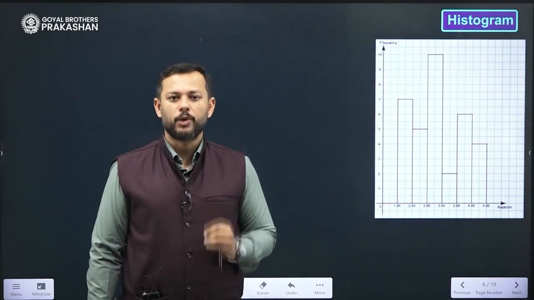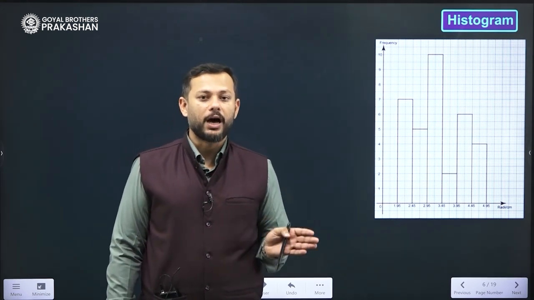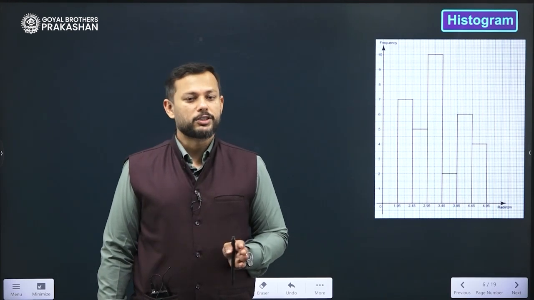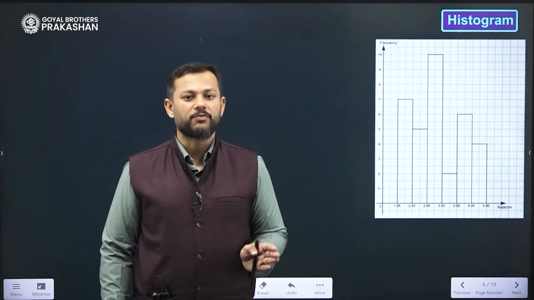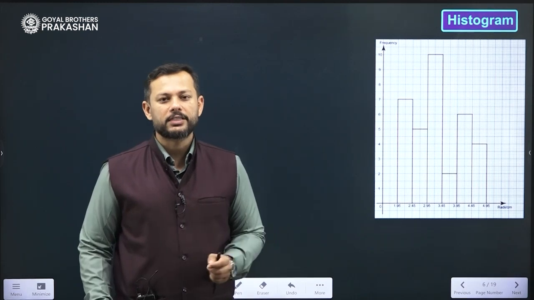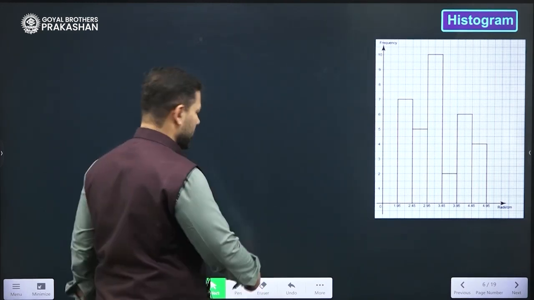How does a histogram look like? Is it different from bar graphs or frequency polygon? Is it altogether much different from the tabular representation? We will understand all of it. Let us just have a look at this example.